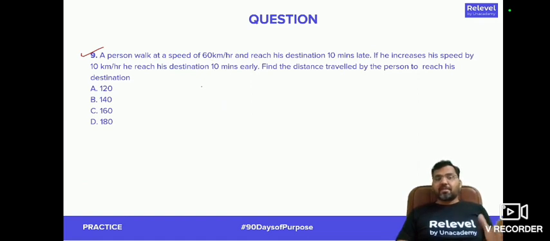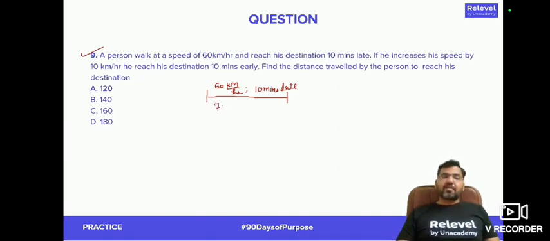It says that a person is walking at a speed of 60 km per hour and reaches the destination 10 minutes late. So this particular distance that this person is traveling, let's say this distance is represented by this red line. Now, if this distance is traveled at a speed of 60 km per hour, then the person is reaching this destination 10 minutes late. If he increases his speed by 10 km per hour, that means if he increases speed to 70 km per hour, then he reaches the destination 10 minutes early. See that at a speed of 60 and 70, the distance traveled is the same.